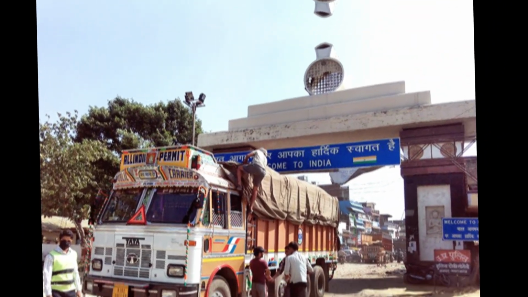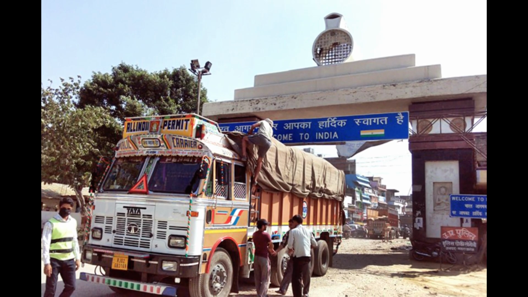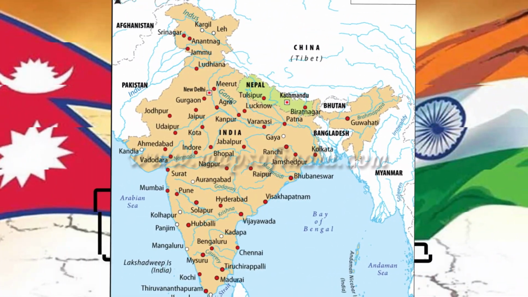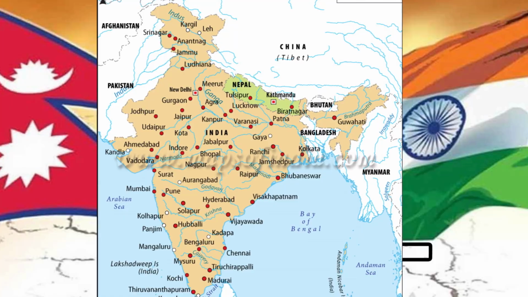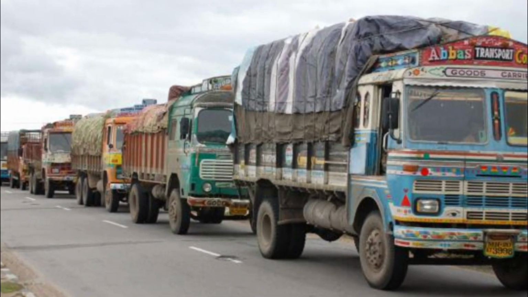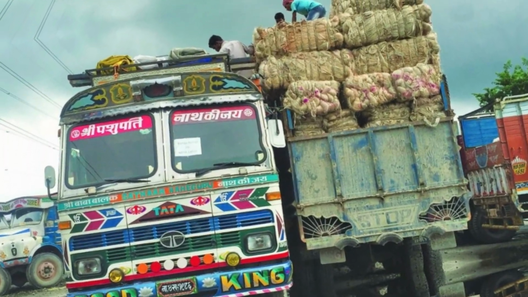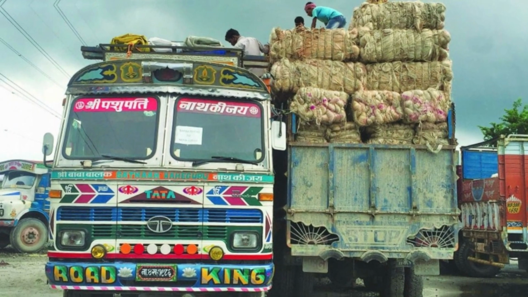The second reason for the blockade was the dispute over the trade routes between India and Nepal. Nepal is heavily dependent on India for its imports, and almost all of its trade passes through Indian territory. India wanted to control these trade routes and use them as leverage in its negotiations with Nepal. However, Nepal wanted to diversify its trade routes and reduce its dependence on India.